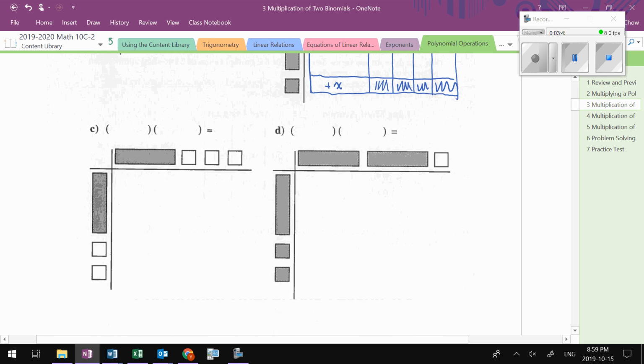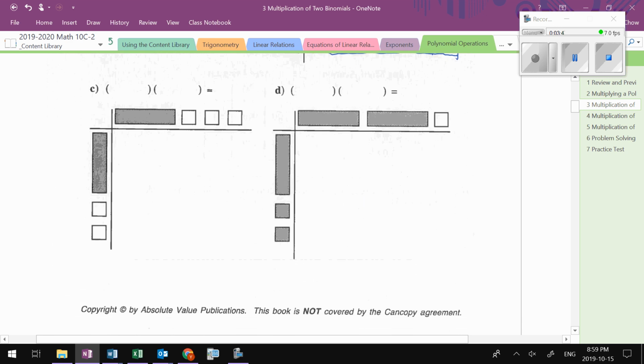So take a moment, hit pause, and complete examples C and D. These ones, the difference, of course, is that they include some negatives. So consider how negative times a positive, what happens there, negative times negative, etc. So write in the factors as well as the product, and draw in that area to help you figure out what that product is.